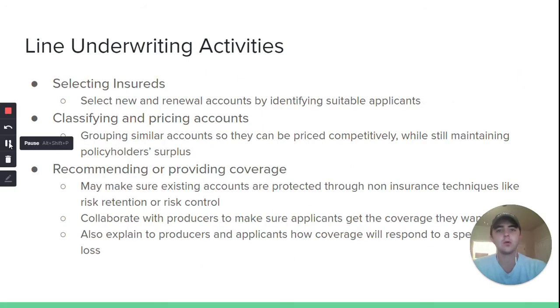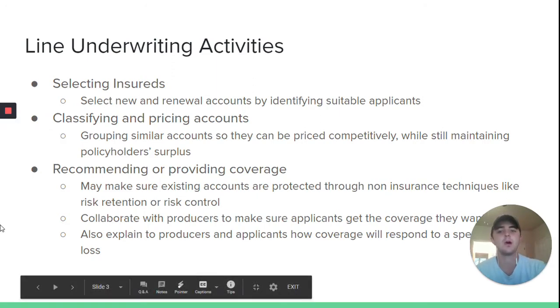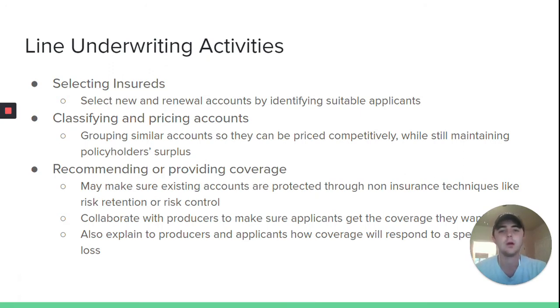So a little bit more on line underwriters. They select the insureds, and they do that by identifying suitable applicants. They also classify and price accounts. They do this by grouping similar accounts so they can be priced competitively while maintaining policyholder surplus. They also recommend and provide coverage.